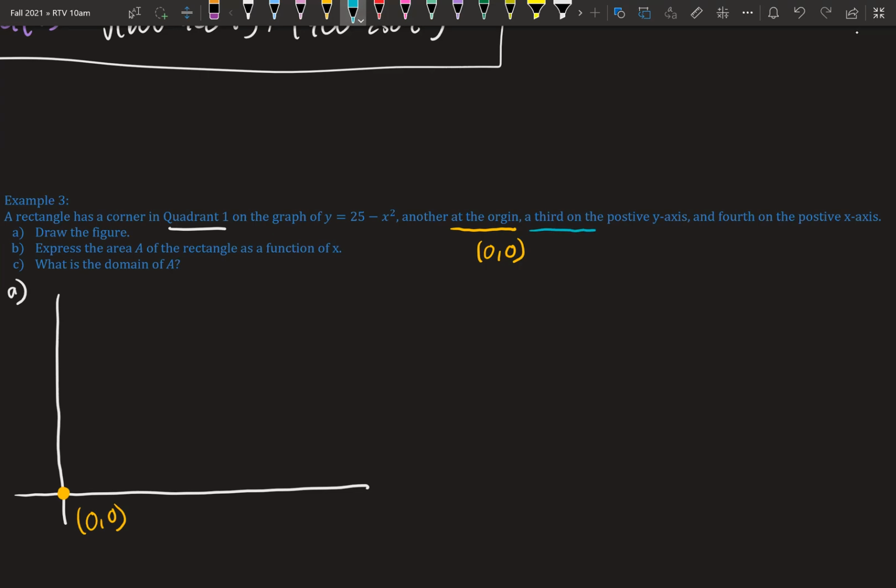Then we have another corner on the positive y-axis. Positive y-axis means 0, y. So whatever it is, it's right here or somewhere, and it's 0, y. A fourth on the positive x-axis. So positive x-axis, that could be here, anywhere on the positive x-axis, and that's represented by x, 0.